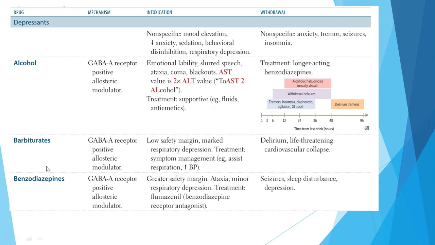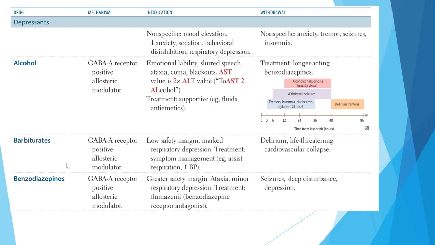Now, in case of barbiturates, it also acts on the GABA-A receptors. But the thing with barbiturates is that they have a low safety margin. So if there is barbiturate intoxication, there is marked respiratory depression, which can also lead to the death of the patient. Treatment is symptomatic management, for example assisting respiration or increasing the BP, or you may have to intubate the patient. In case of withdrawal, there is delirium or life-threatening cardiovascular collapse.